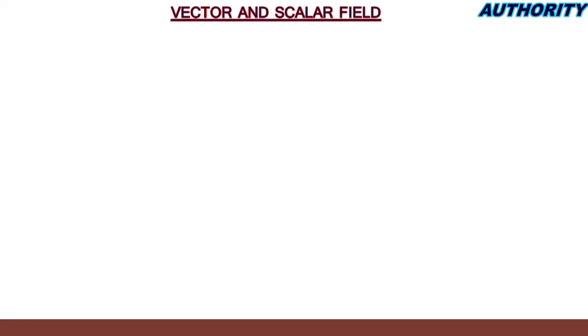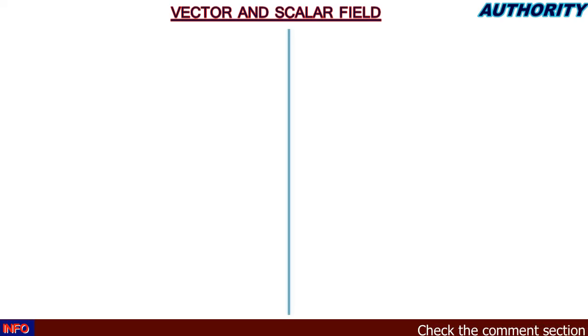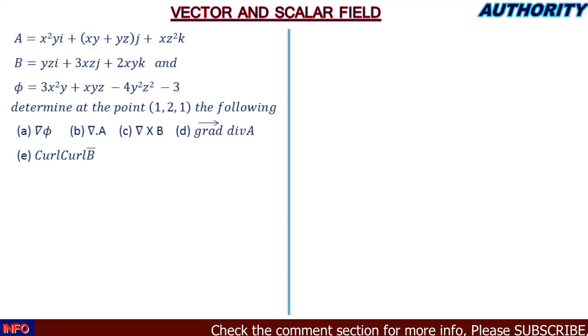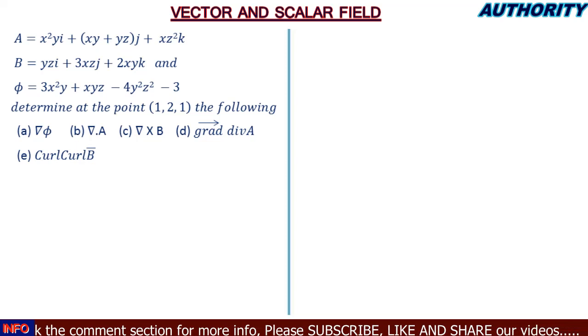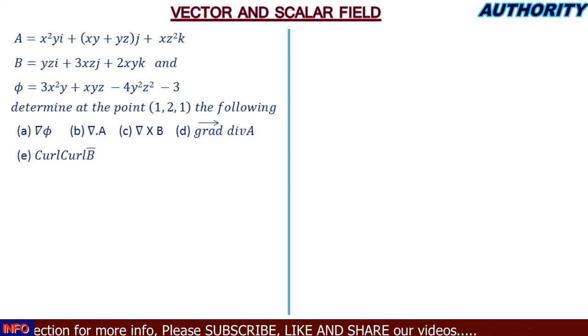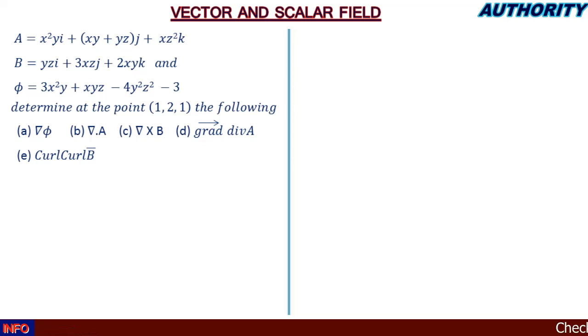Today we want to talk about scalar field and vector field. Let's take a look at this problem. Given that vector A is equal to x squared y i plus (xy plus yz) j plus xz squared k, and then vector B is equal to yz i plus 3xz j plus 2xy k, and then we have a scalar. Let's say phi is equal to 3x squared y plus xyz minus 4y squared z squared minus 3.